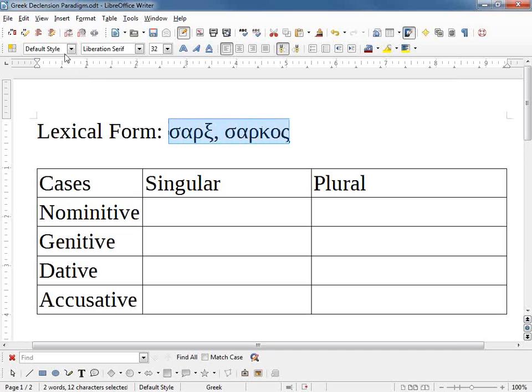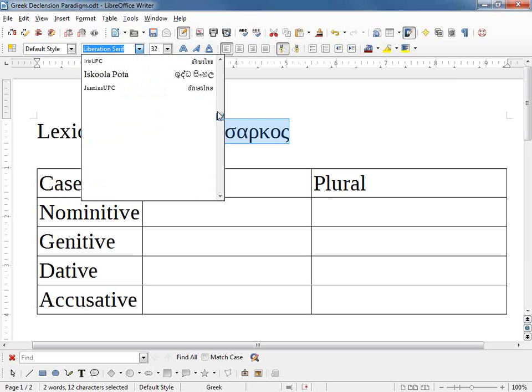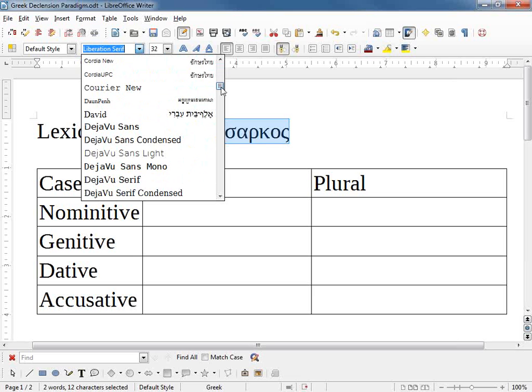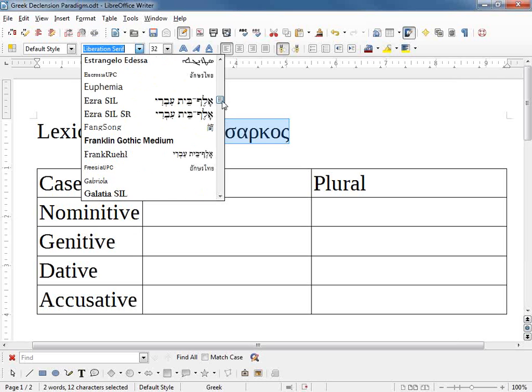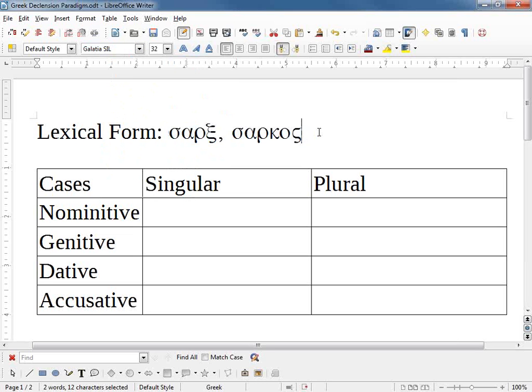And I'm going to get a different font here because I don't like this font. I'm going to get my favorite font for Greek, Galatia. Okay? And this word in English means flesh. The way that you pronounce this word in Greek is sarx. Sarx is the nominative singular, and sarkos.